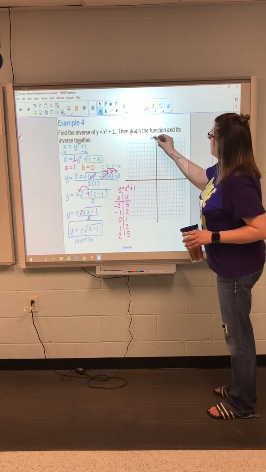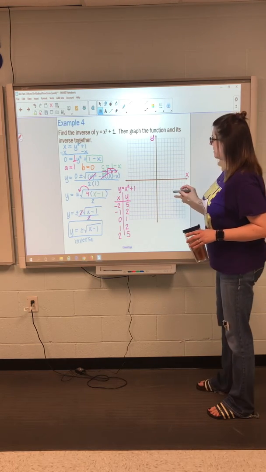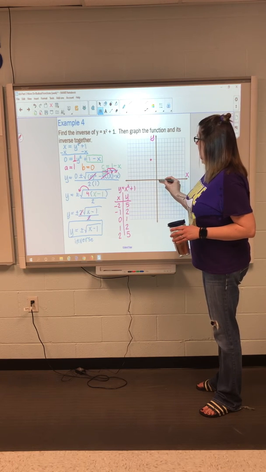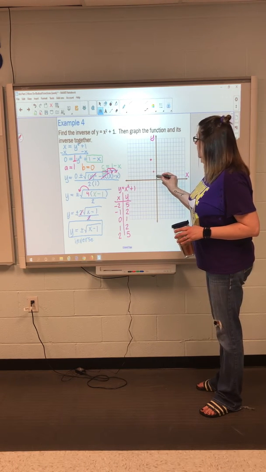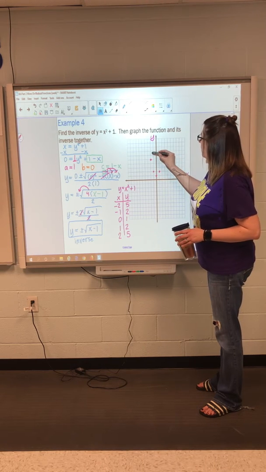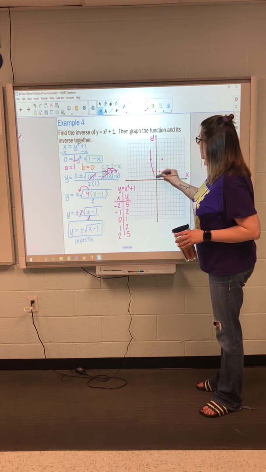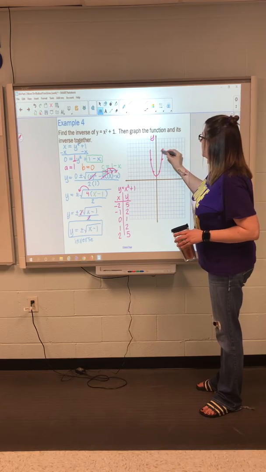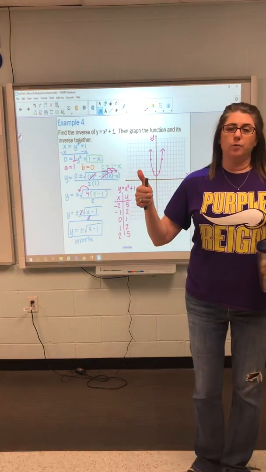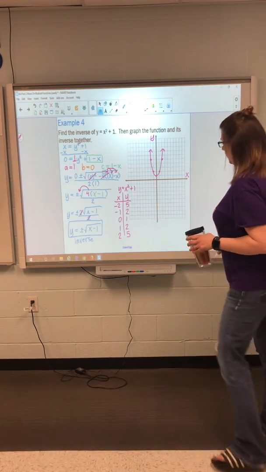So let's go ahead and label the x and the y axis. So we have (negative 2, 5), (negative 1, 2), (0, 1), (1, 2), and (2, 5). So we absolutely get that parabola that we just talked about, that we said is your basic parabola. It's been moved up 1 unit because it was a vertical translation.